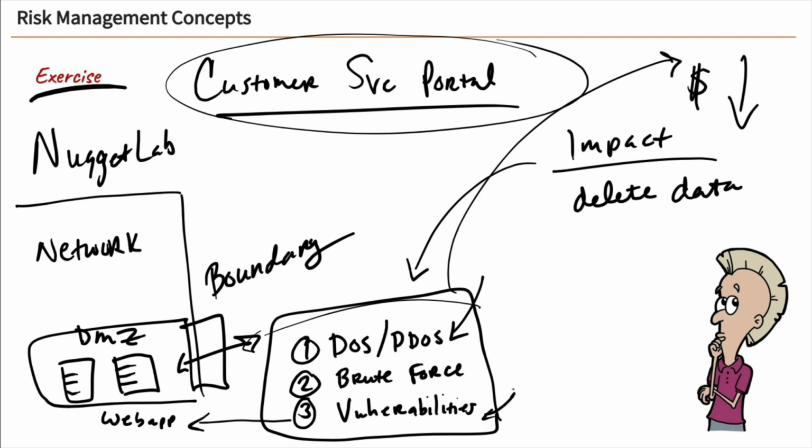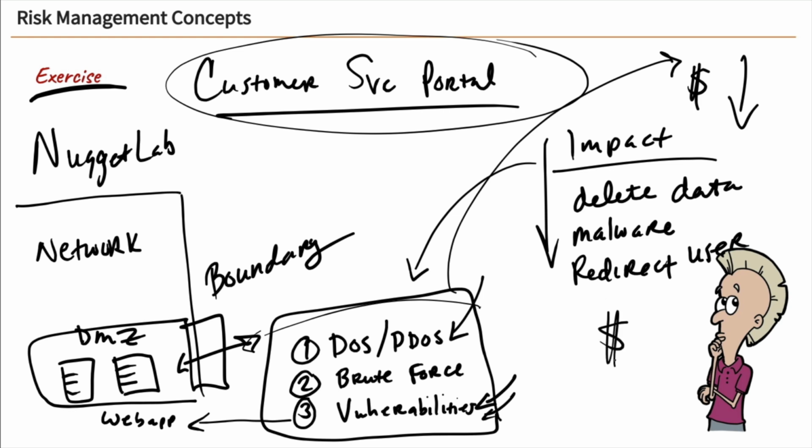Another example is that if we did have an attacker that gained access into our application, there's the possibility that they could plant malware within our applications, or they could redirect users from our server to one of their servers that looks the same, so that they could try to collect credential information. So again, we need to go through and assess the impact that these would have on our organizations.